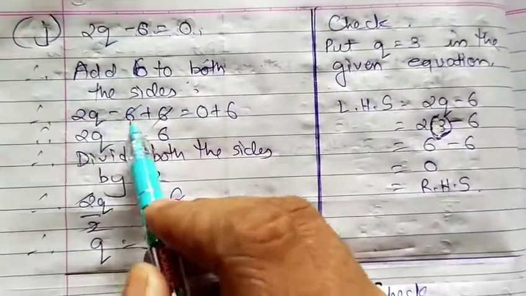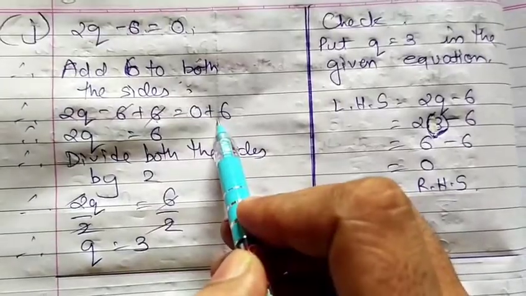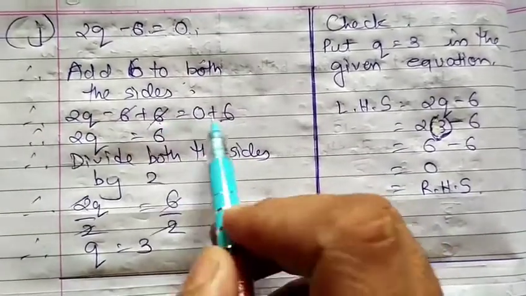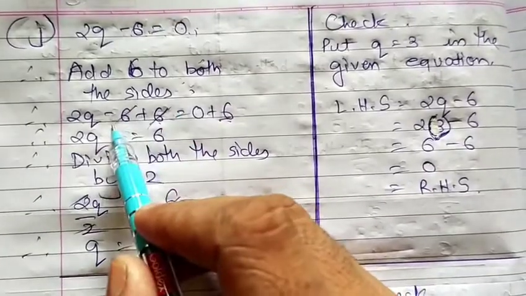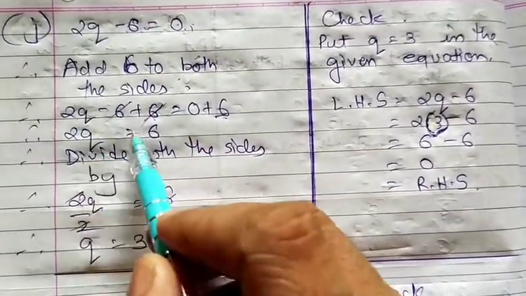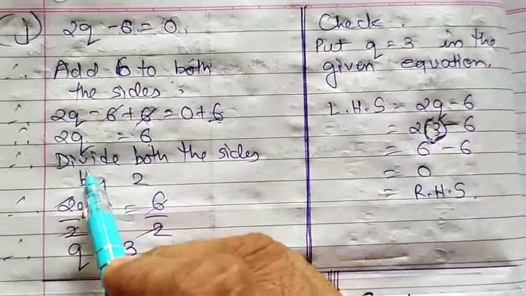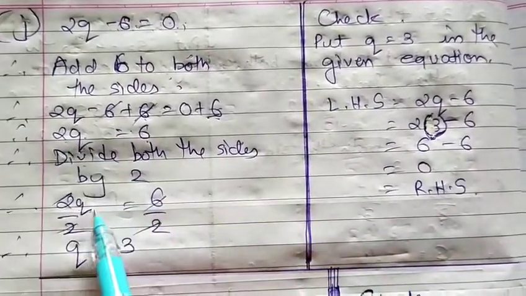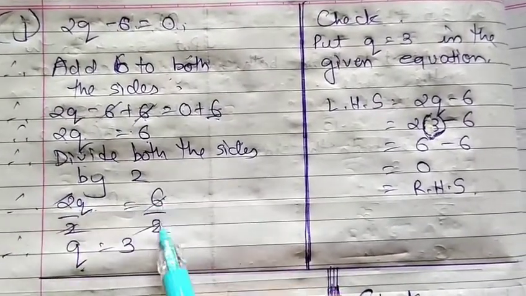Now 2 times q minus 6 as it is, positive 6 toward your left hand side and positive 6 toward your right hand side. You have to add positive 6 to both sides. Now after doing such, positive 6 and negative 6 will get cancelled. So 2 times q equals 0 plus 6, 6. Now you have to eliminate this 2. So divide both sides by 2. So 2 times q divided by 2, 6 divided by 2. 2 and 2 will get cancelled. q equals 2 3s are 6, so q equals 3.